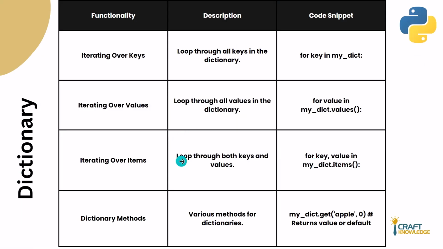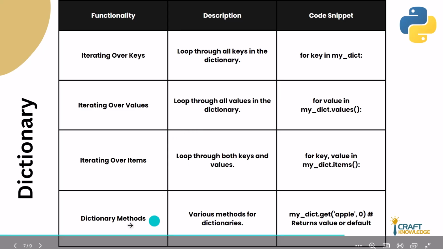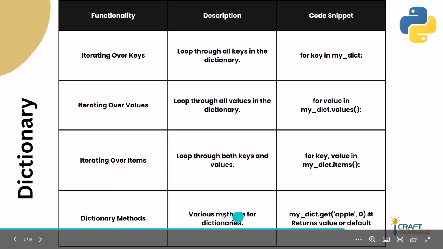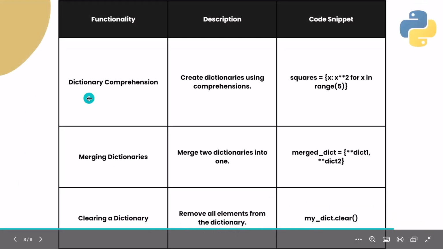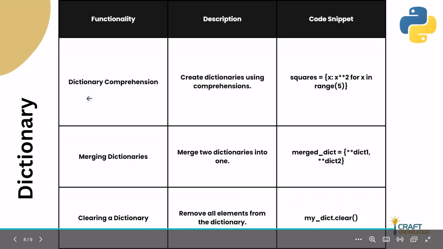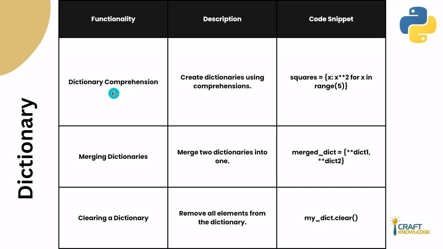Then we have further dictionary methods as well. You can use various dictionary methods like get, put, and stuff like that, right? Then we can use dictionary comprehension as well. This is something that I'm going to leave for now because we will talk about dictionary comprehension and list comprehension later on, after talking about the functions.